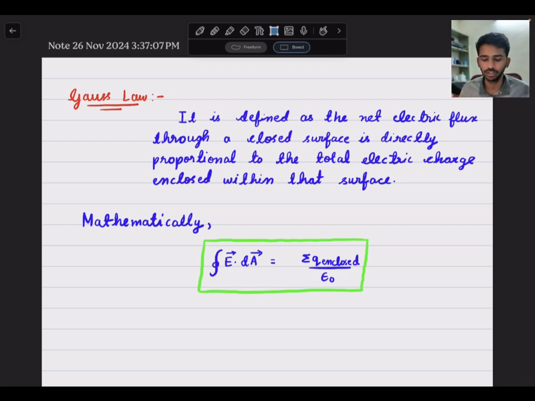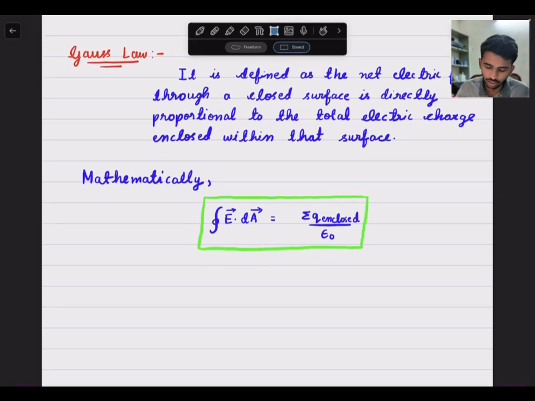Now let's get into this lecture. Gauss law. First, let's see the definition of Gauss law. It is defined as the net electric flux passing through a closed surface is directly proportional to the total electric charge enclosed within that surface. Mathematically, it is given as surface integral E bar dot dA bar equals total charge enclosed in that surface divided by epsilon naught. Here know that this integral is not a normal integral, it is a surface integral, and the left hand side is nothing but the flux through the surface.